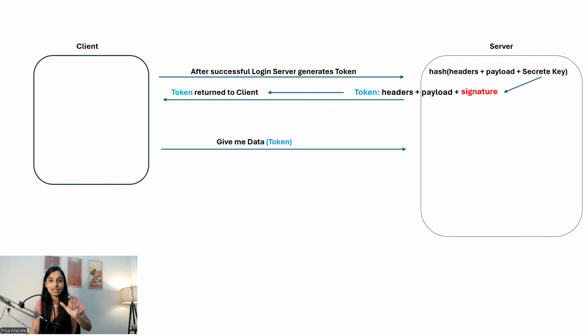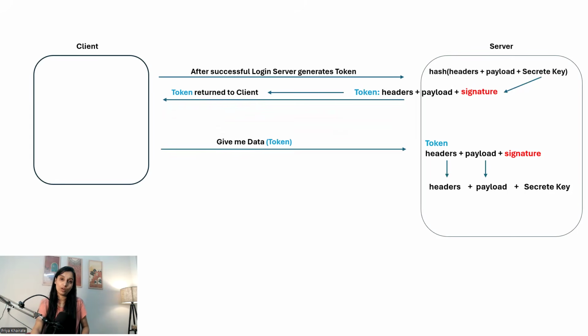Next time when you are asking, give me the book data, along with the request in the headers you are sending the token. So the server will accept the token. Now from the token, the server will take the header and payload. And the server knows the secret key, right? So the server will use that secret key. As a developer, we have to mention this secret key in the code. Now the server will again generate one signature by using this secret key.